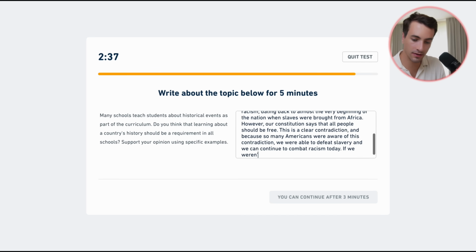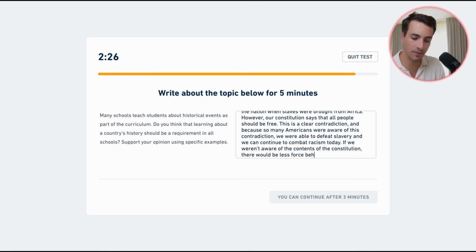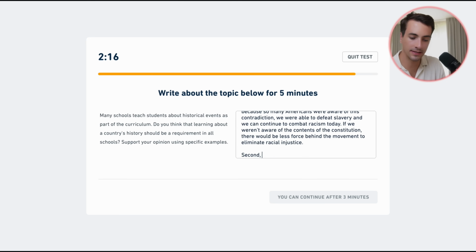If we weren't aware of the contents of the Constitution, there would be less force behind the movement to eliminate racial injustice. All right, first paragraph.